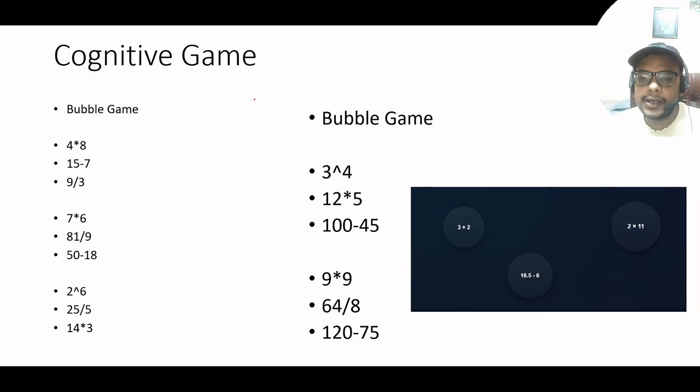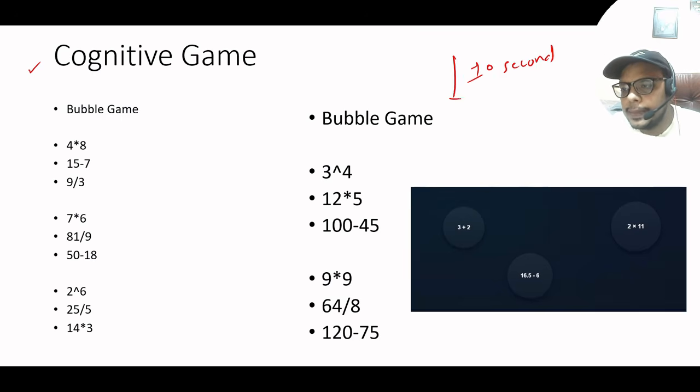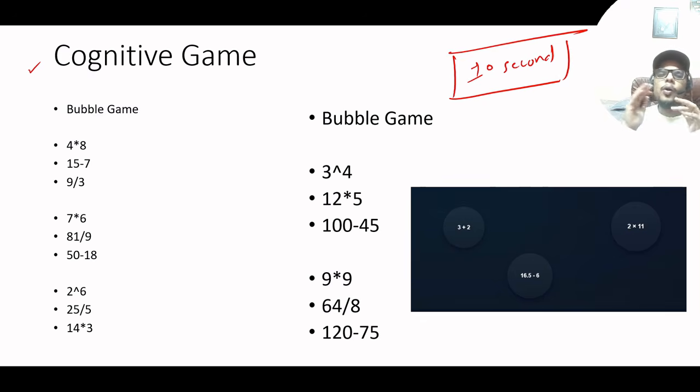First of all, understand that this is your first section, because behavior we don't count. Cognitive is your first section, in which you will get a total of 3 games. The first game is the bubble game. In the bubble game you get 10 seconds per game. Now please think with me: if you only have 10 seconds and you need to select the values based on sorting, this game is basically based on sorting.